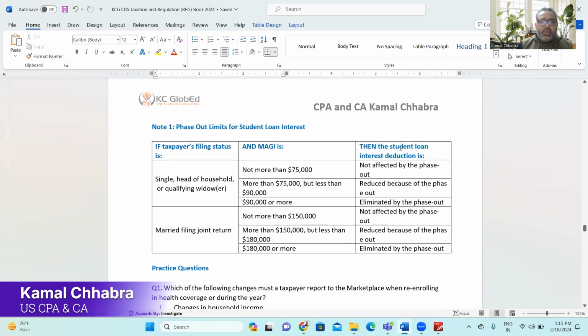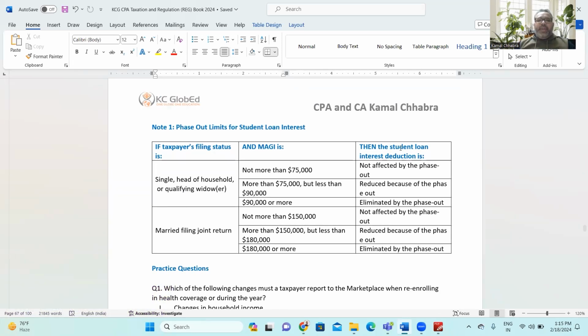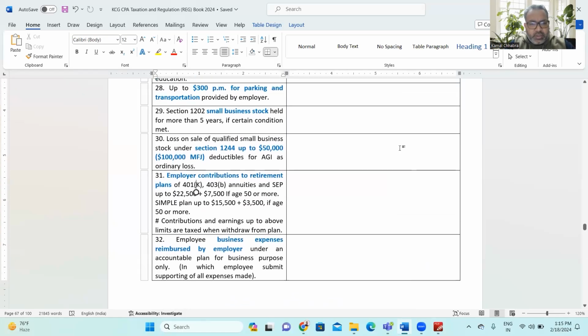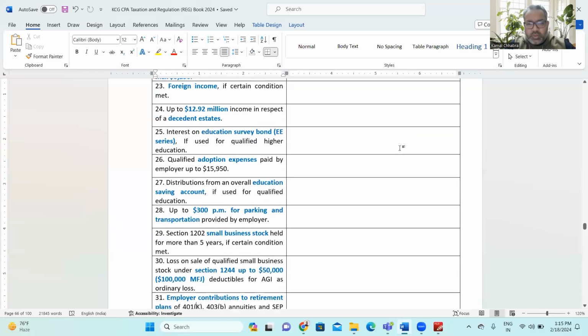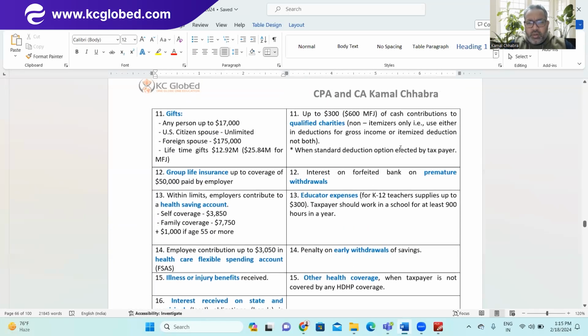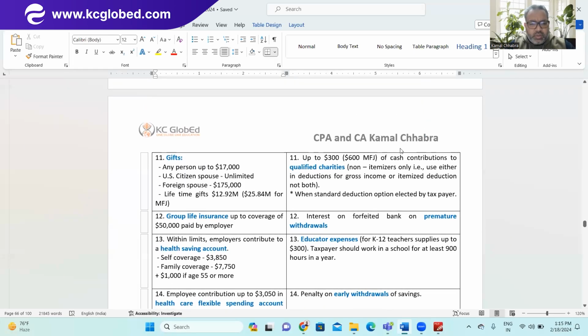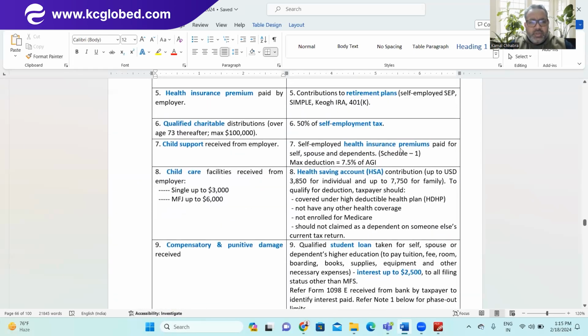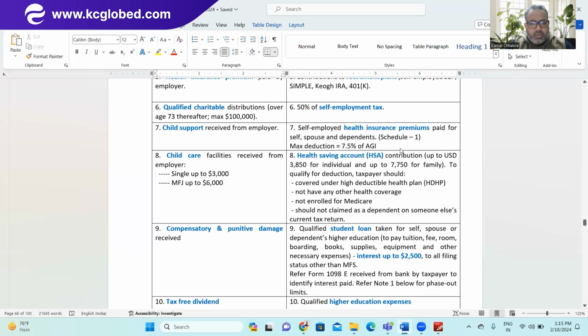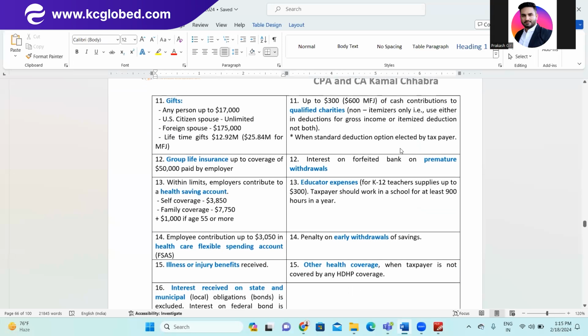Okay. There was one topic, the phase out, which we discussed, like the phase out of student loan interest, which we were discussing. Refer to note 1 below, where we have mentioned it. So the first thing is phase out. Do you remember we discussed the phase out limits and the concept of phase out? Any idea what phase out is?